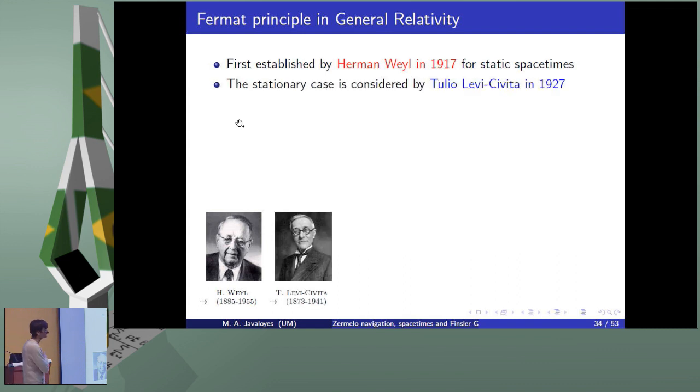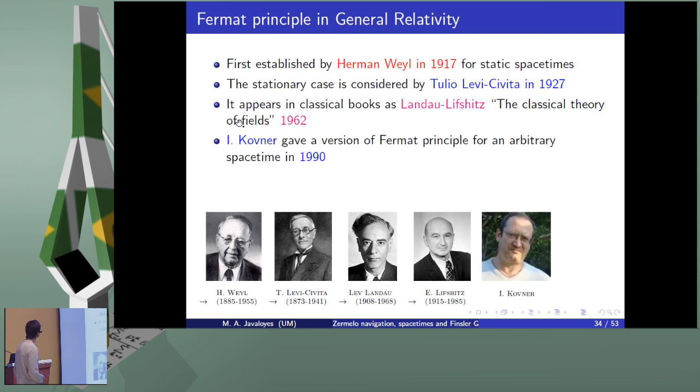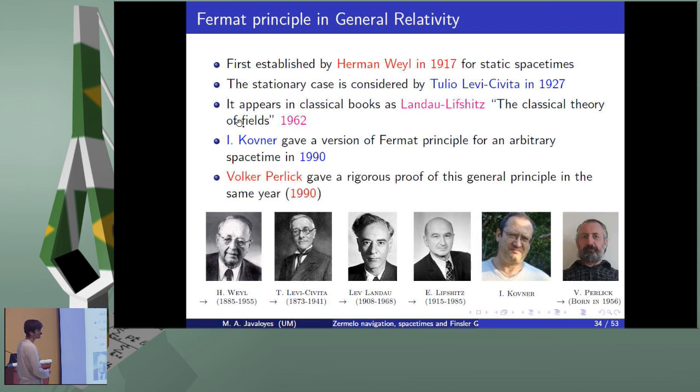The stationary case was considered by Tullio Levi-Civita, so he worked on the 2 problems I'm working on, the Zermelo problem and Fermat's principle in general relativity. It appears in classical books, and the general formulations of this principle were given by Kovner and Perlick. Probably the version by Perlick was more rigorous.